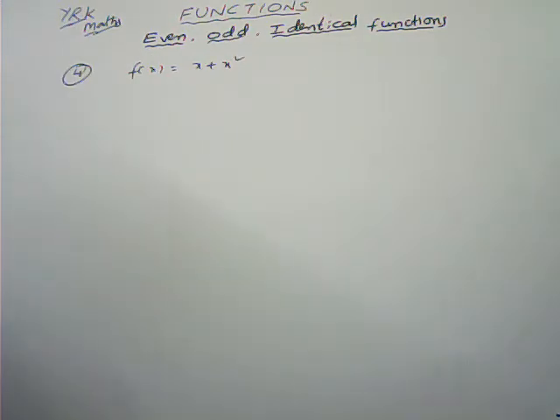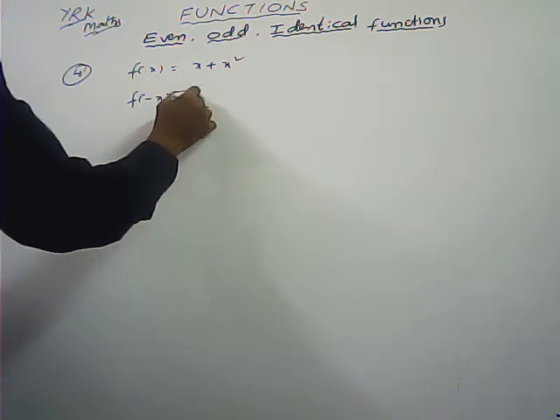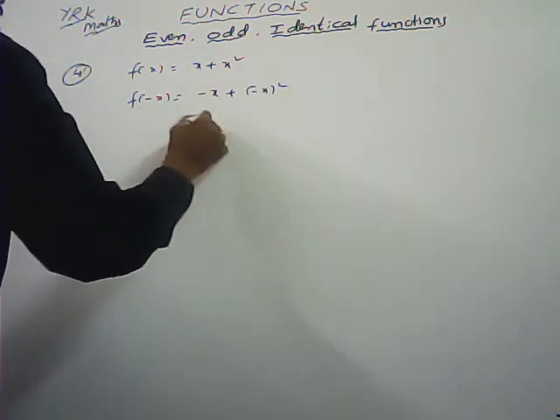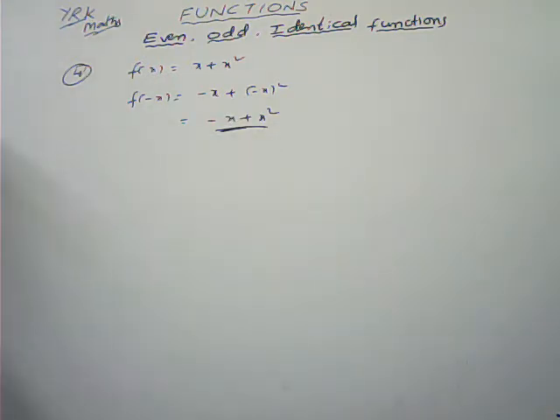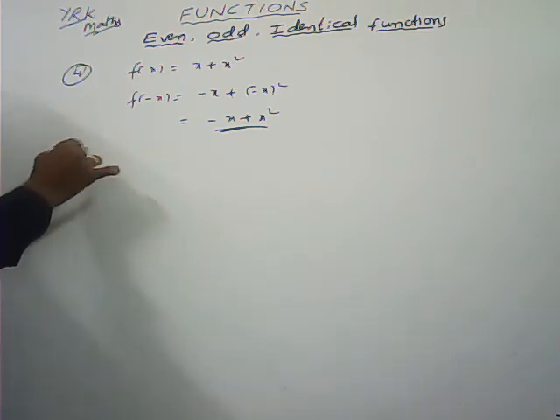Next, fourth one. f of x equals x plus x square is given. f of minus x is equal to replace x by minus x, minus x plus x square. So this one we can't write as minus f of x or f of x. So this is neither even nor odd. Neither even nor odd function, that one.